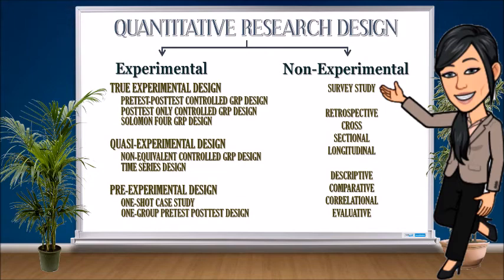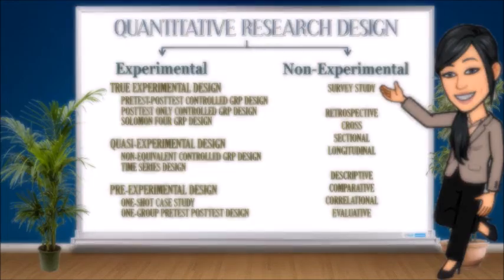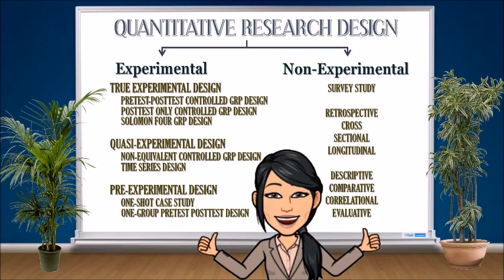For non-experimental research design, we have survey study, further classified into two groups: time orientation and purpose. According to time orientation, we have the retrospective, cross-sectional, and longitudinal. According to purpose, we discuss four: descriptive, comparative, correlational, and evaluative. That's all for today. I hope that you can now determine and write your study's research design.